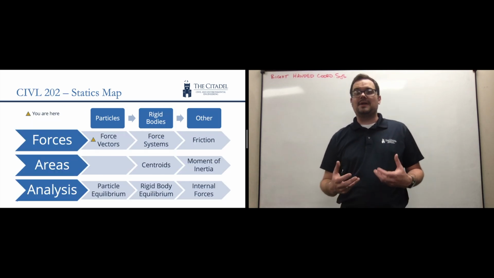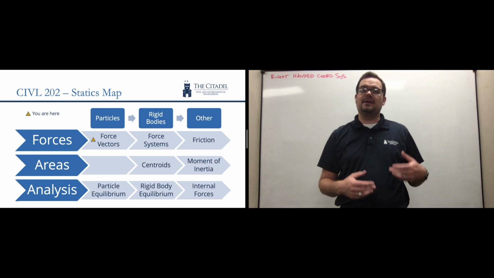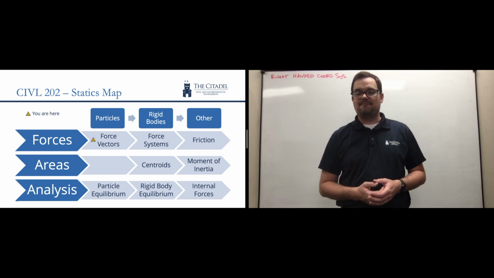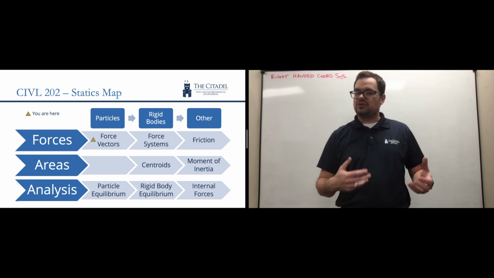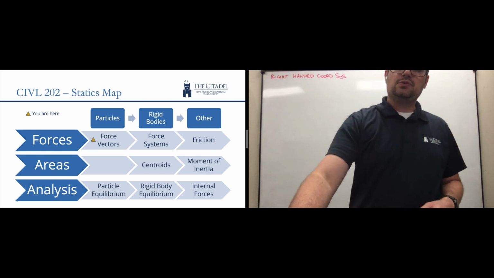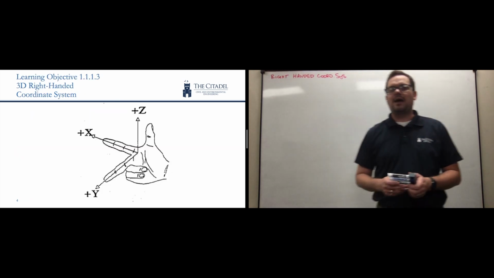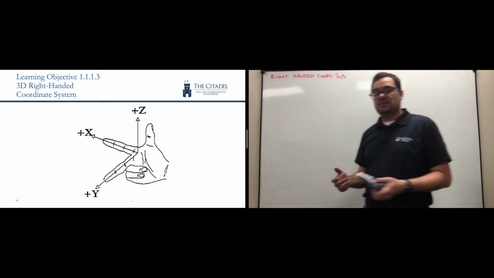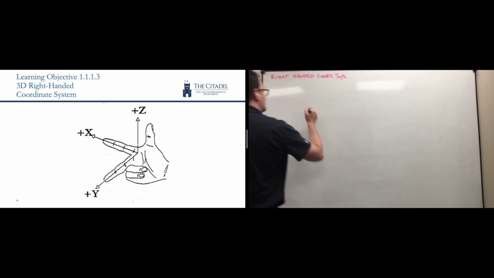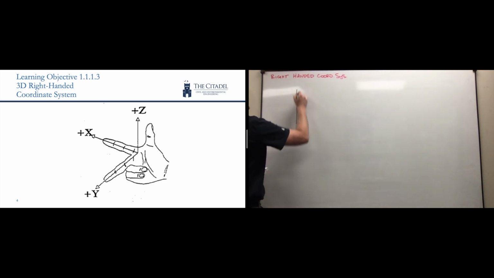Again, this is about equipping us to be able to do the particle equilibrium and the rigid body equilibrium that is the main focus of statics. And so again, we're setting ourselves up to do that. Now, in order to do so, we need to start by thinking about what a right-handed coordinate system is. This is our traditional Cartesian coordinate system. I imagine it's familiar to many of you.